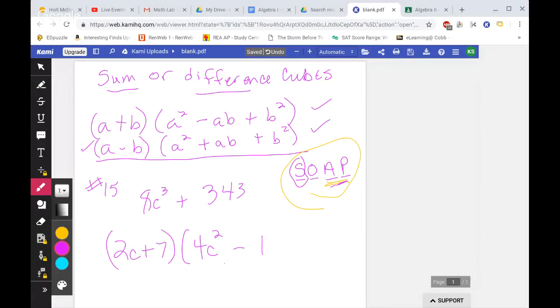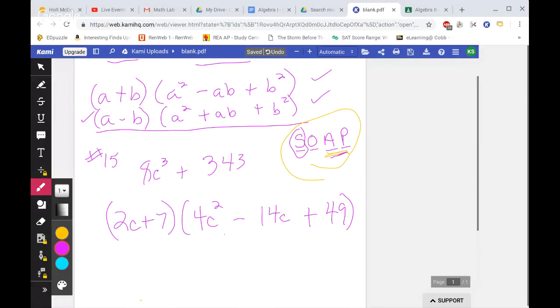And then I'm trying to remember how I did that. You were on target, I think. 14c. Yes. Plus 49. Yes. Good job.